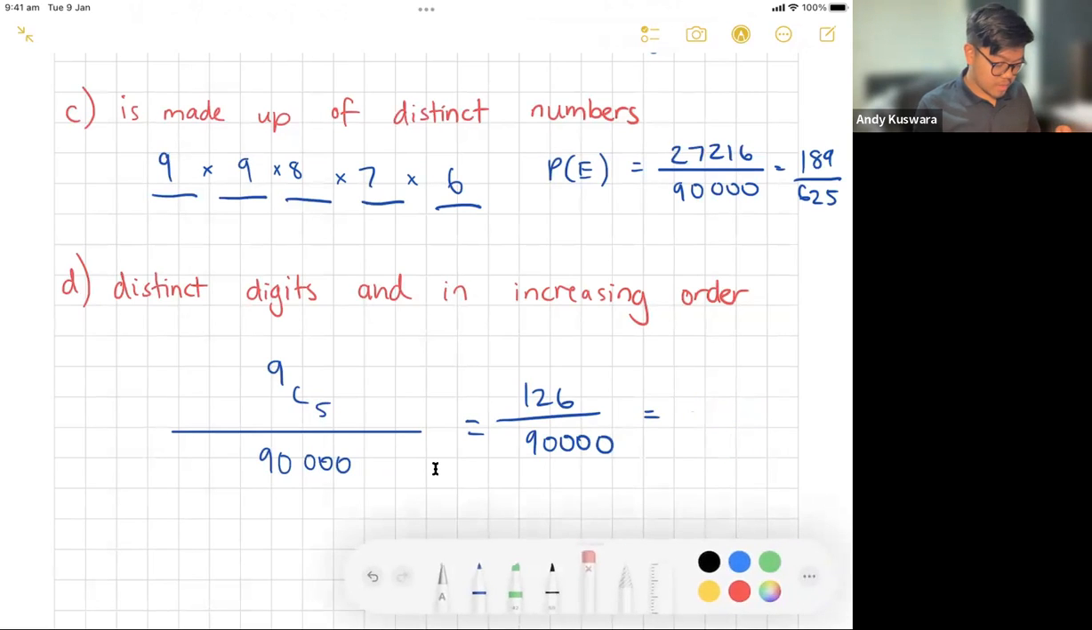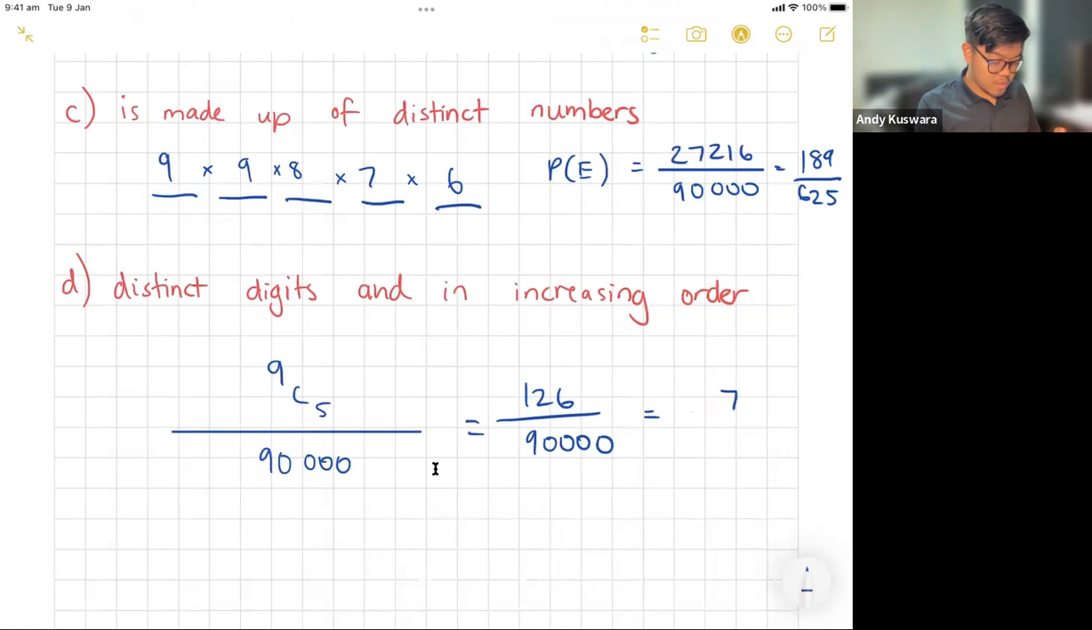That is not correct. It should be 7 on 5,000. Let me just double check here. Okay, I wrote the wrong thing. So 126 on 90,000, yeah, is 7 on 5,000. Okay, and there you go.